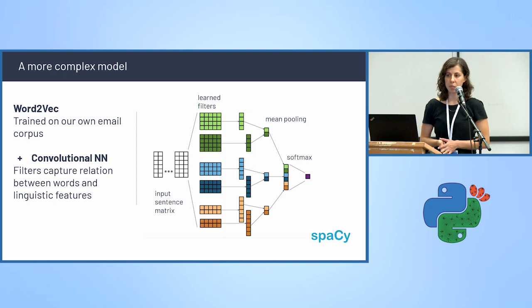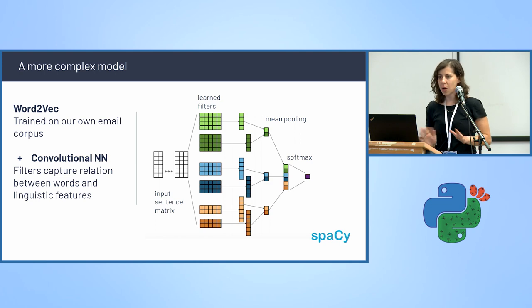We used Word2Vec. We trained it on our own email corpus. And then we plugged those into a very simple CNN, using GenSim for the Word2Vec training and Spacey for the CNN.